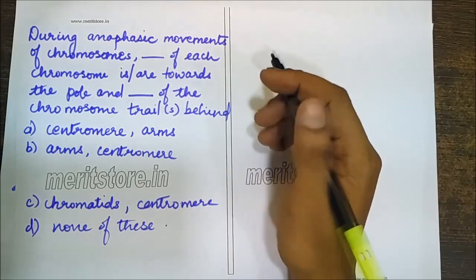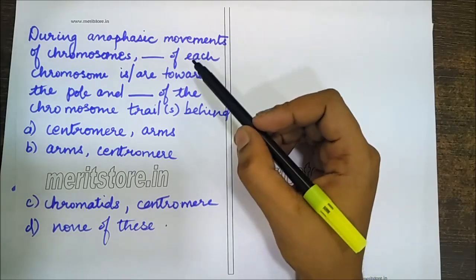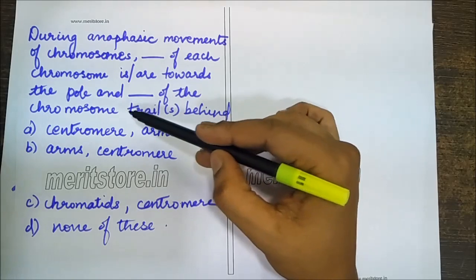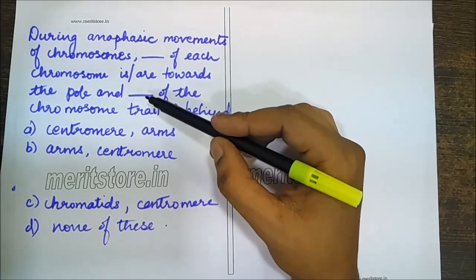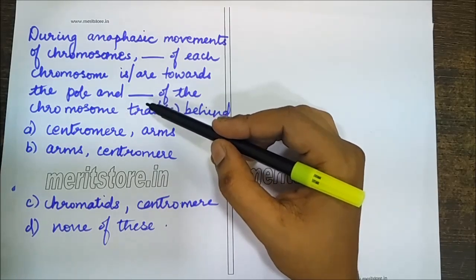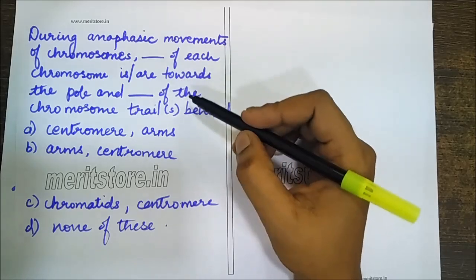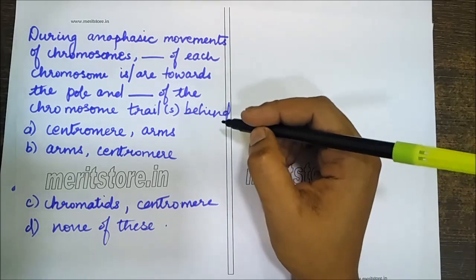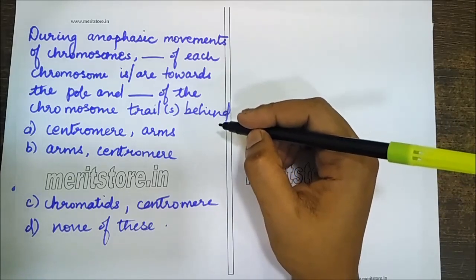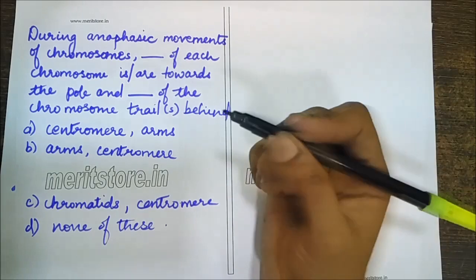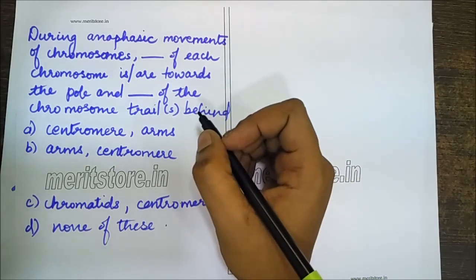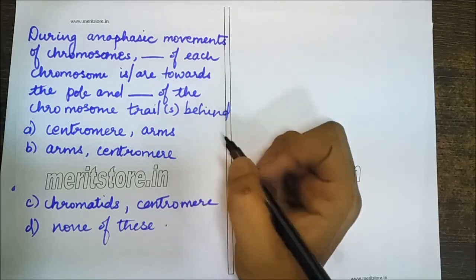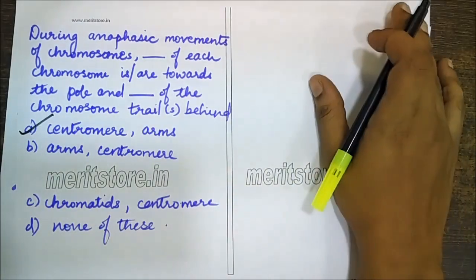Next, during anaphase, movements of chromosomes, dash of each chromosome are towards the pole. So what are towards the pole? Centromere. Okay, and dash of the chromosome trails behind. What will trail behind? The arms will trail behind. So during anaphase, the centromere leads the path, whereas the arms will trail. So the correct option is A.